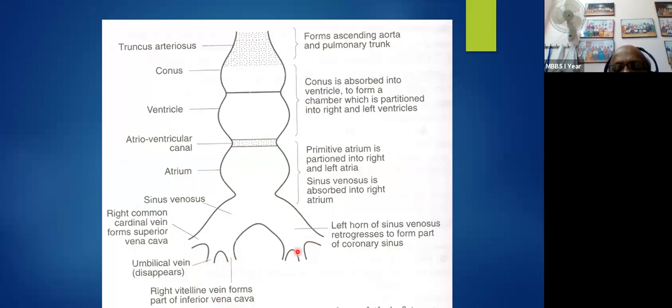Like that on the other side also. So right and left horn of the sinus venosus. During the further development of the heart, this right horn will get enlarged. At the same time, your left horn will undergo regression. Now this enlarged right horn will be absorbed into the right half of the primitive atrial chamber.